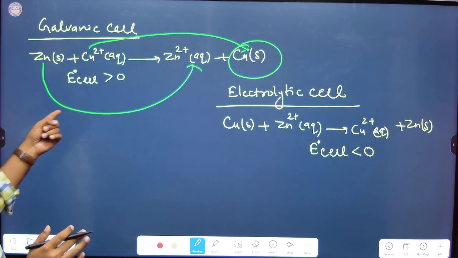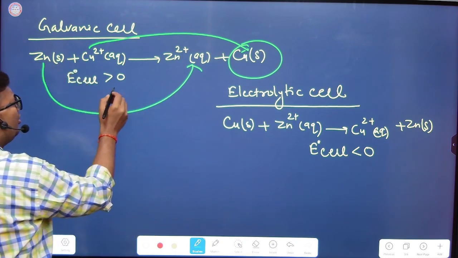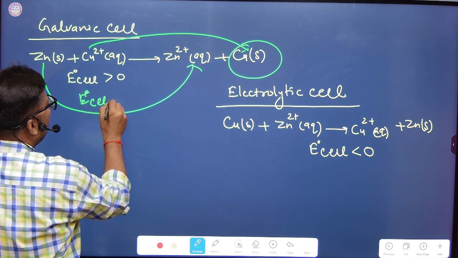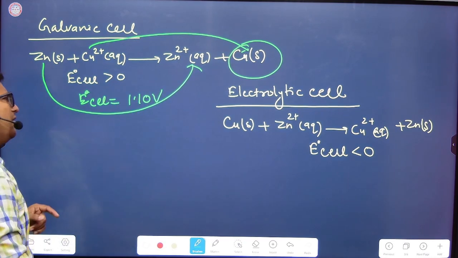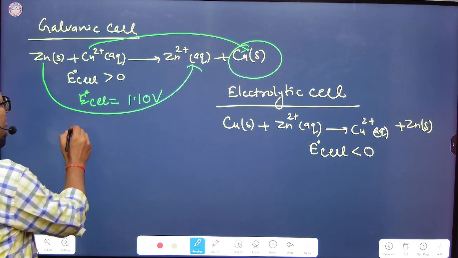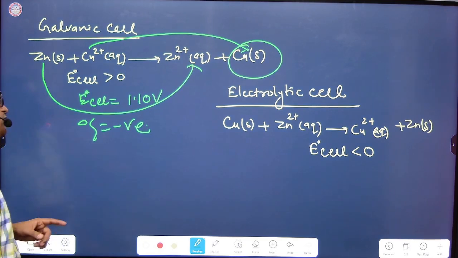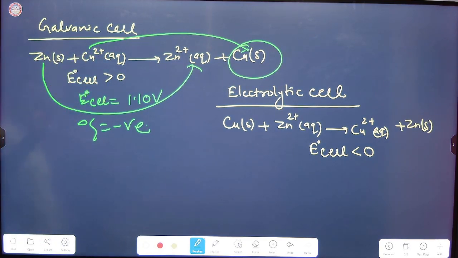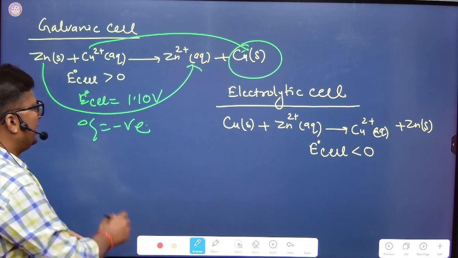So in this particular overall reaction, E0 cell was greater than 0. It means E0 cell was 1.10 volt, right? So here delta G is negative, right? So this reaction is thermodynamically favorable, meaning it is a spontaneous reaction, right? Here delta G is negative.